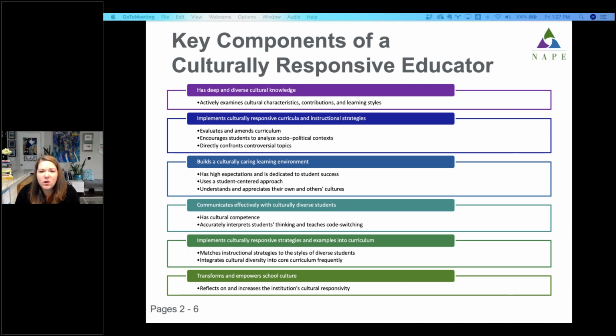The third key component of a culturally responsive educator is an educator that builds a culturally caring learning environment. And so the first one seems pretty obvious, right? We should have high expectations for our students and be dedicated to their success. But one of the things that we know happens is that the way that bias and prejudice and stereotypes function in our brains can affect the way in which we engage with students. It can lower our expectations unconsciously in many ways and manifest in ways that don't support student success.